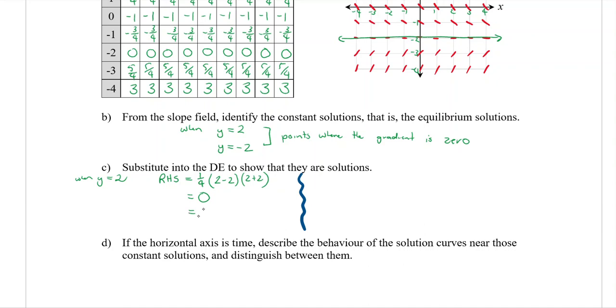So that is actually equal to the left-hand side, which means that that one is a solution. And you do the same thing to the other one, same process, and you get the same thing. So when y equals -2, put that into the equation. If I put it into the right-hand side, I get a quarter of (-2 minus 2) times (-2 plus 2), which of course is going to be equal to 0. The gradient of minus 2 is still 0, so that is equal to the left-hand side. So therefore, that one's a solution.